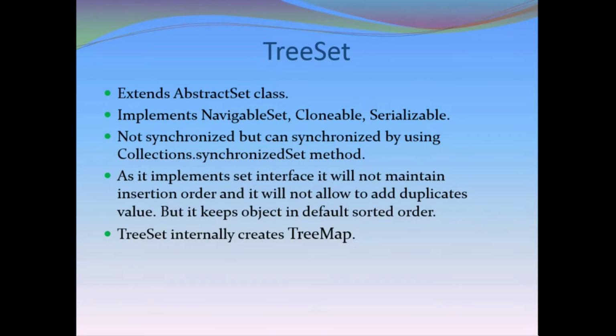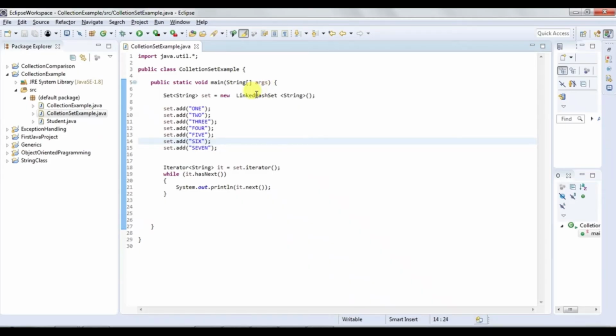but it keeps objects in default sorted order, which was not the case in HashSet and LinkedHashSet. To achieve this, TreeSet internally creates a TreeMap, and in TreeMap the Comparable interface is implemented to store all the objects in default sorting order. That is the reason TreeSet also stores objects in default sorting order. So let's check here also, and I will change this to TreeSet, and let's check the result.